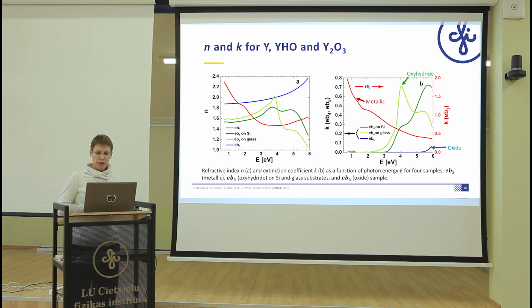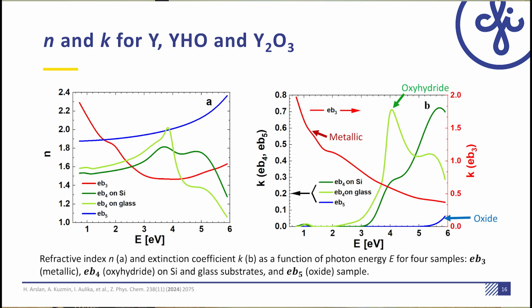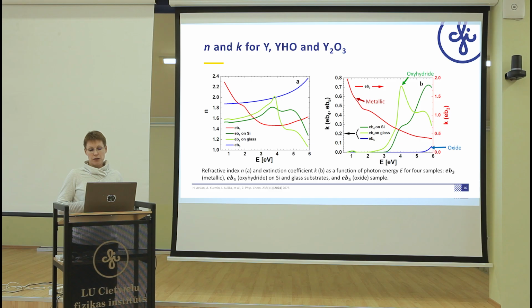By applying a model, we can extract the complex refractive index of all these materials. The red curves present the refractive index and extinction coefficient for metallic yttrium. Then these green curves are characteristic curves for yttrium hydroxide, and the blue curve is the N and K values for yttrium oxide. This helps us to identify the e-beam evaporation conditions required to produce metallic, hydroxide or yttrium oxide thin films.